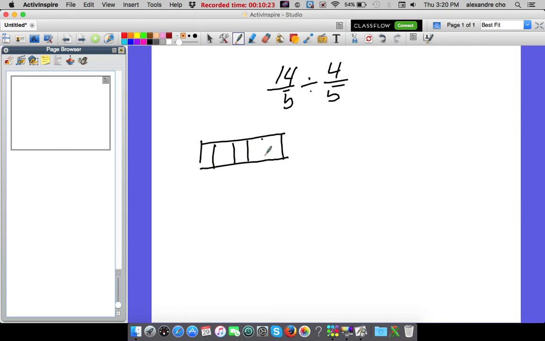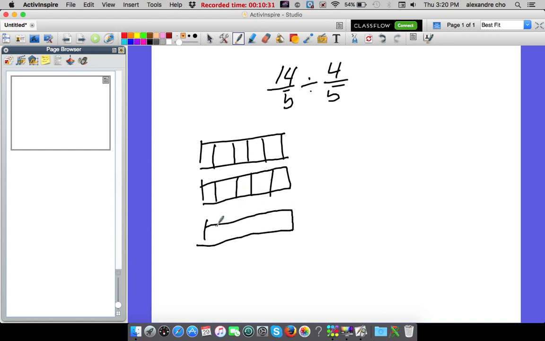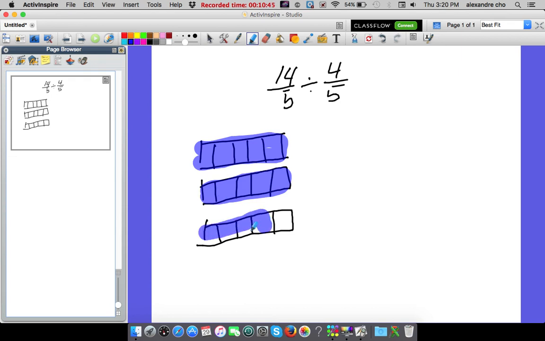1, 2, 3, 4, 5, and we're going to need a little bit more because there's 14 of them. 14 over 5 means what? It means 14 1/5. You gotta shade 14 1/5. These are all 1/5. 1/5, 1/5, 1/5, 1/5, 1/5. And we need 14 of them. Well, there's 5 over here. 6, 7, 8, 9, 10 over 5th. 11, 12, 13, 14 1/5. There. That's the first representation.